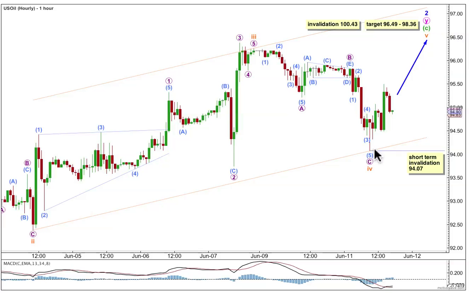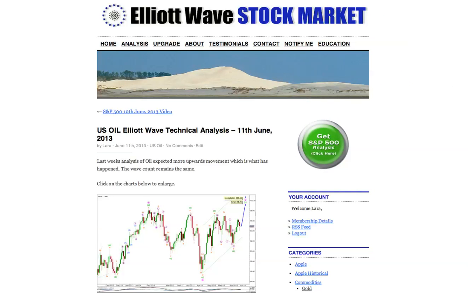However, what I expect is most likely is we're probably going to see a few more days of slowing, choppy, overlapping, generally trending upwards movement for a final fifth wave. So last analysis, I was expecting more upwards movement for oil. That's what we've got. The structure's incomplete. The final fifth wave up needs to be over. I'm expecting a bit more upwards movement for oil.